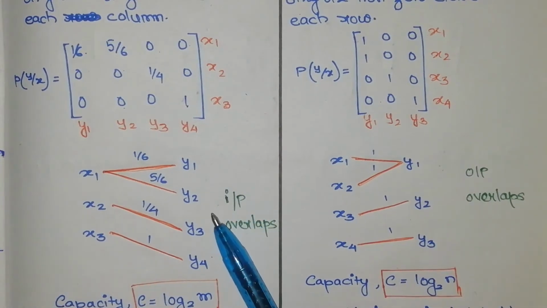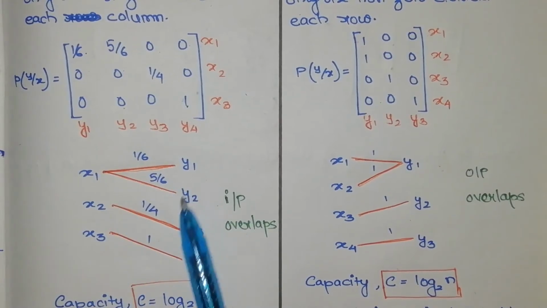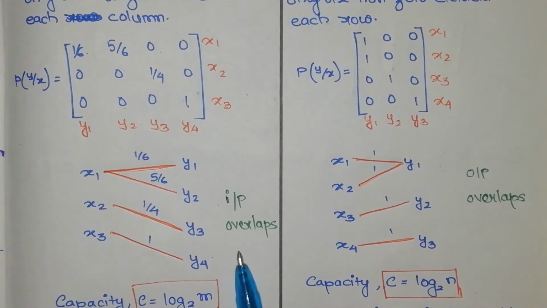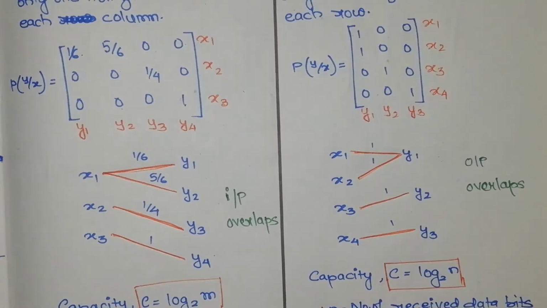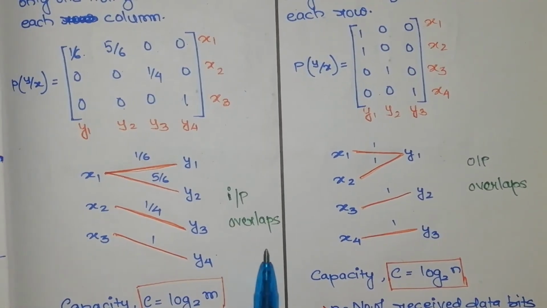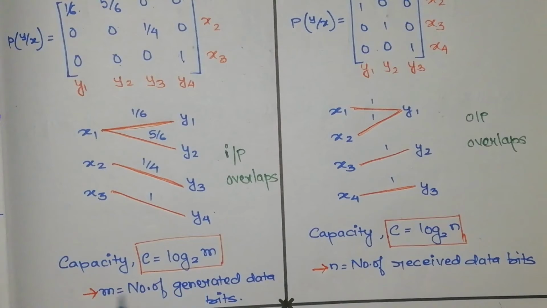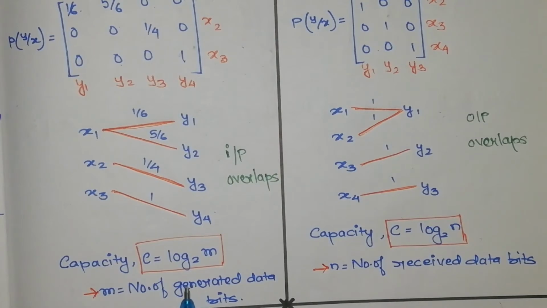So here what we can see is that for 2 outputs there is only one input. So we can say that there is an overlapping of the inlets, overlapping of inputs. So the lossless channel will have the overlapping of inputs. Now its channel capacity will be denoted by C, which will be equal to log of m base 2. So here m will be the number of data bits that will be generated. So this is the basic concept of the lossless channel.